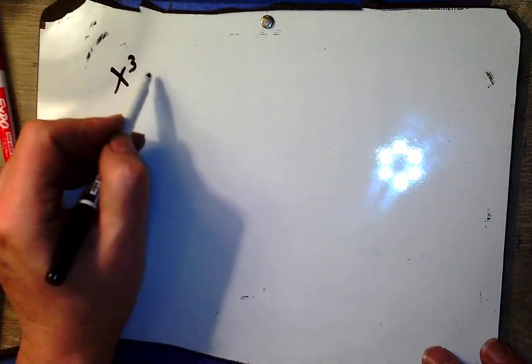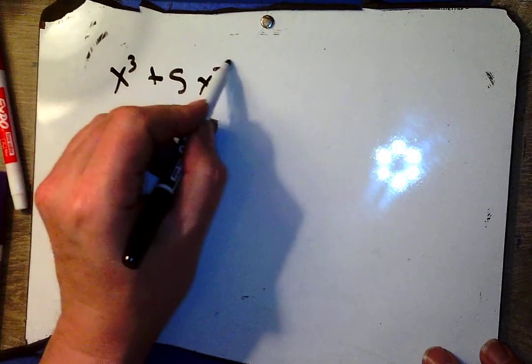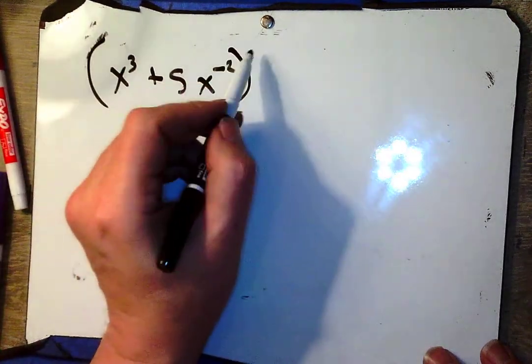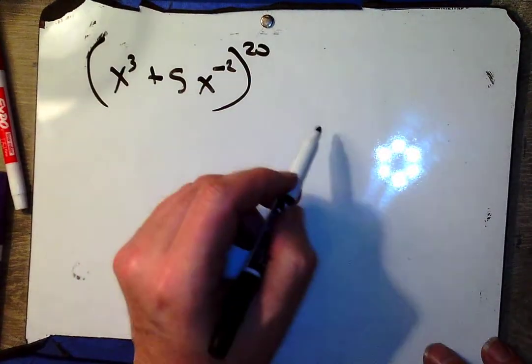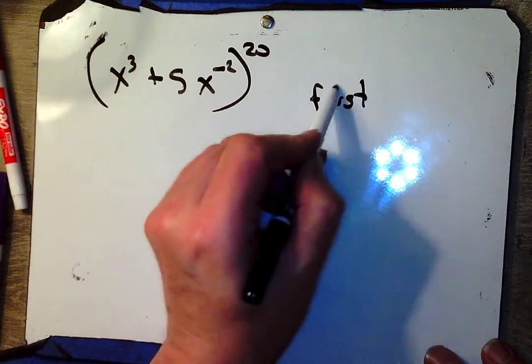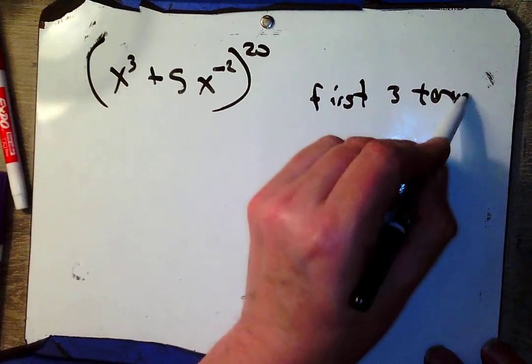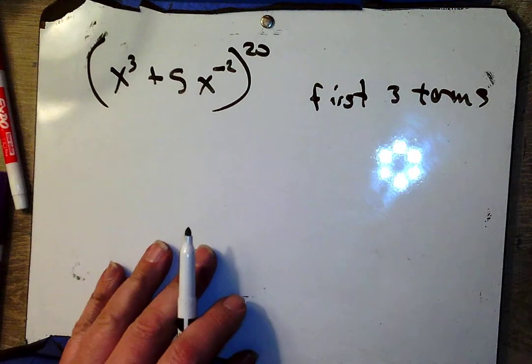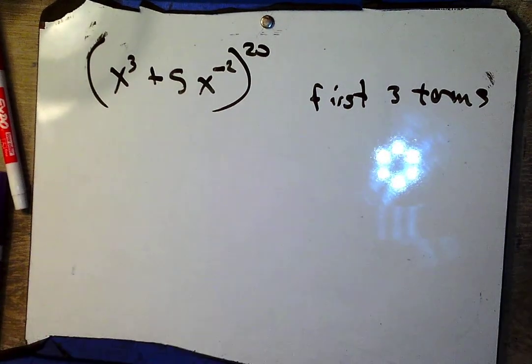X to the third plus 5x to the minus 2, raised to the 20th, and give me the first 3 terms. Pause the video, give that a try.